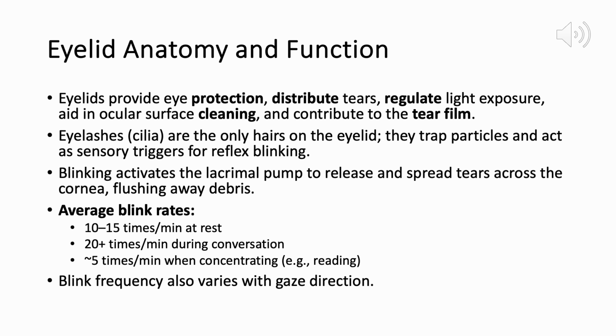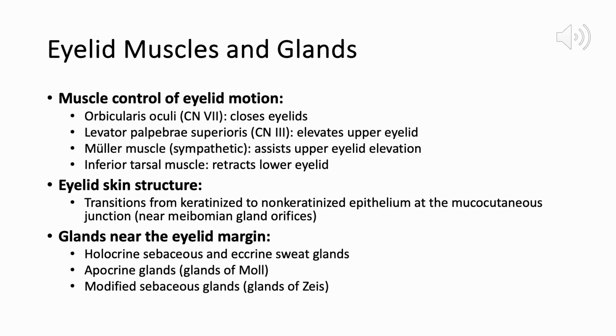Average blink rates vary: 10 to 15 times per minute at rest, over 20 times per minute during conversation, around 5 times per minute during concentration, like reading. Finally, gaze direction also affects blink frequency. This section covers the muscle control of eyelid movement, skin structure, and glands near the eyelid margin.